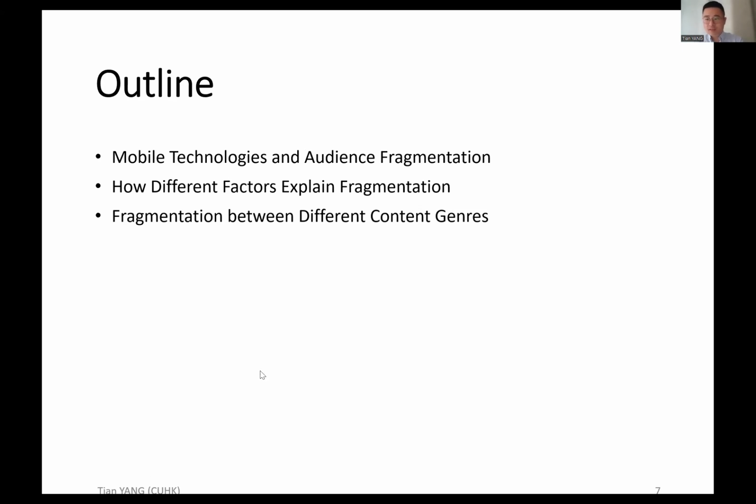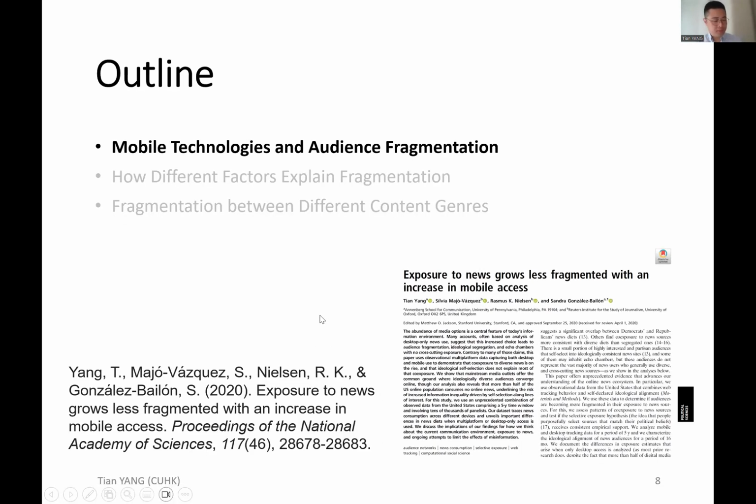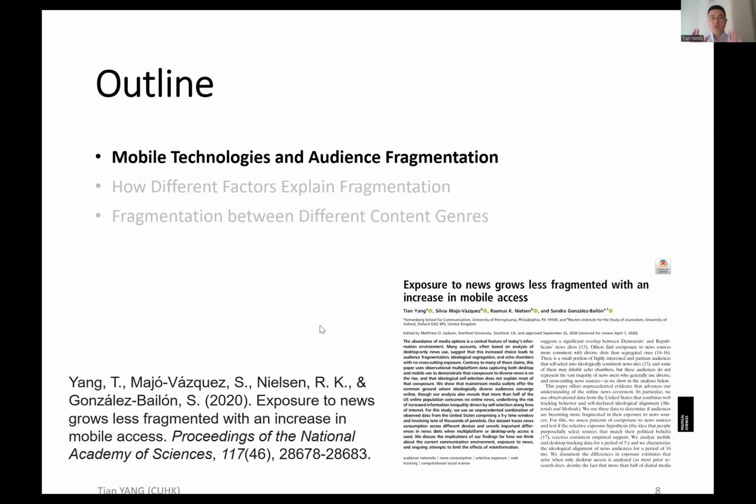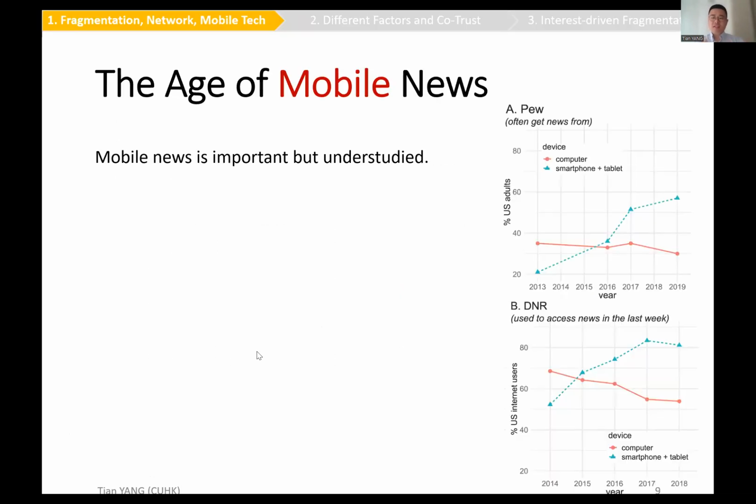Okay, so let me start from the first paper. Again, the goal of the study is to examine how mobile technologies affect audience fragmentation. The motivation of the study is largely driven by the fact that nowadays mobile news traffic is increasing, but we actually don't know much about it. So why does mobile traffic matter?